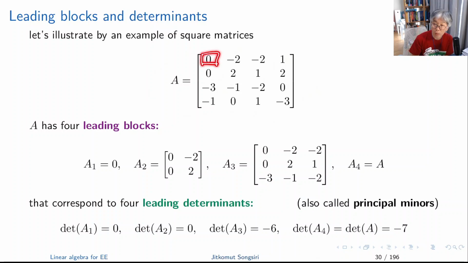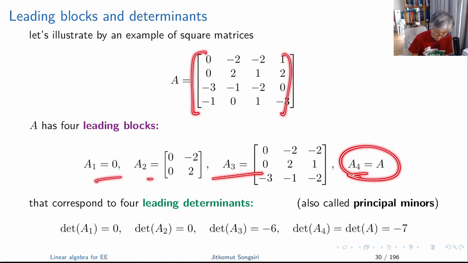So the leading block that has size 1 is the number 0, okay? The second leading block is going to have 2 by 2 size, and is this matrix. The next leading block that's going to have dimension 3 by 3 is going to be this. All right. So you're looking at the leading n by n block basically. And now you're going to have 4 leading blocks, and the last one is actually the matrix A itself.